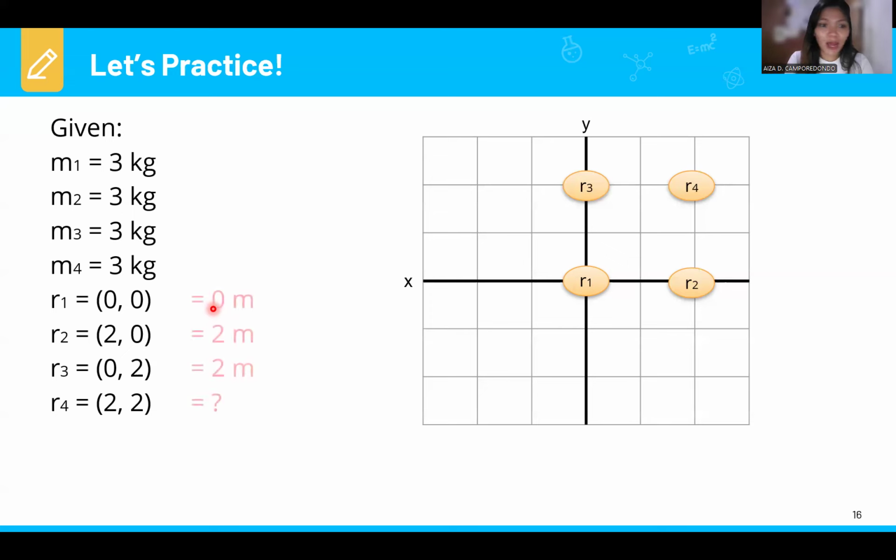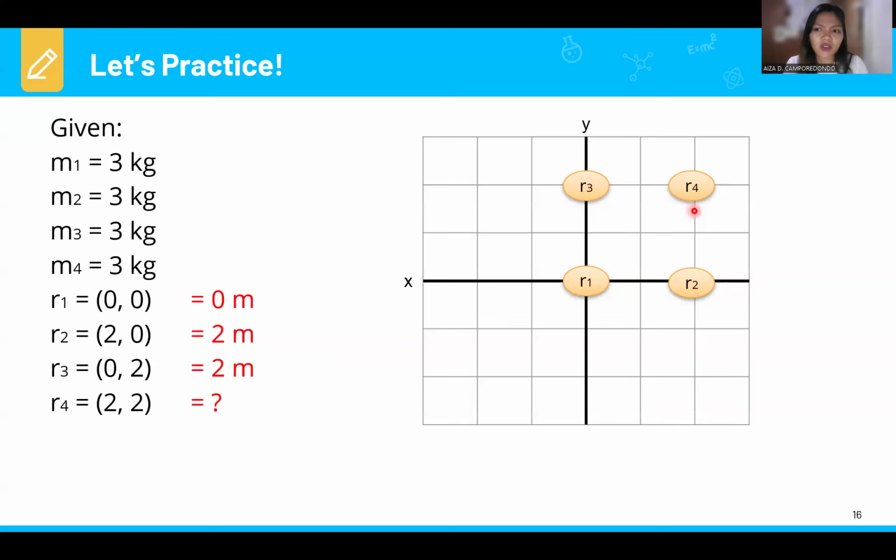So particle 1 has 0 meter for its radius. On the other hand, for particle 2, we have 2 meter. Why? Because particle 2 has a 2 meter gap from the axis of rotation, or the center. And that is the same case with particle number 3.